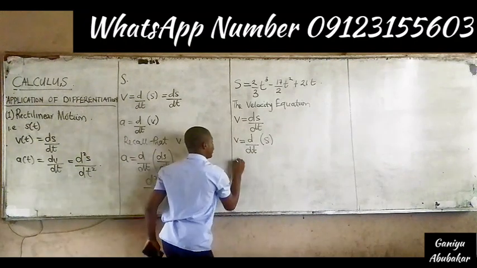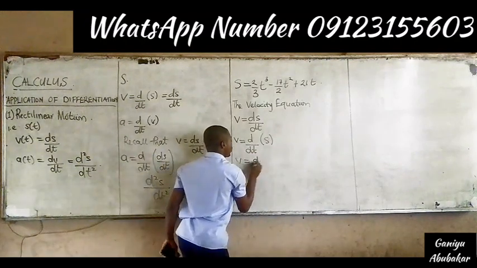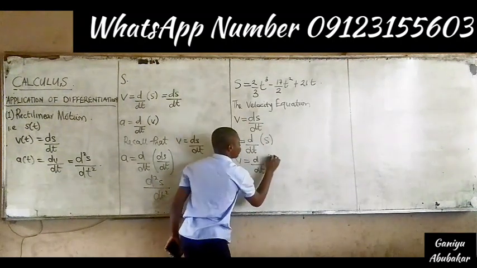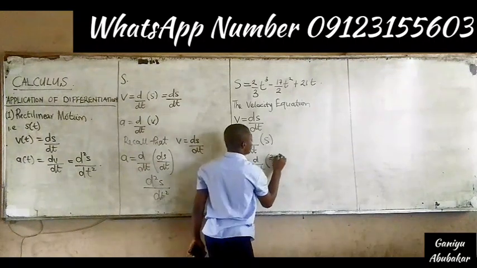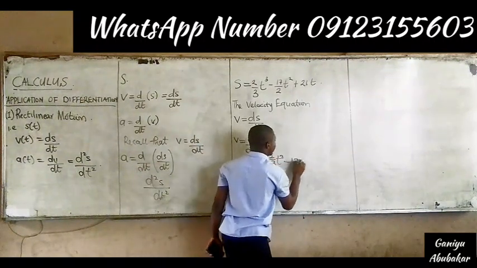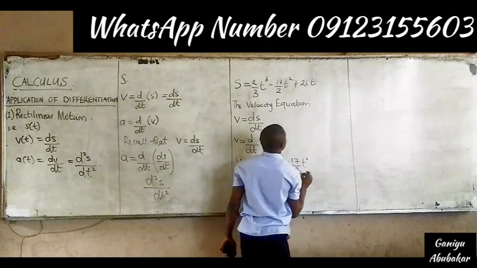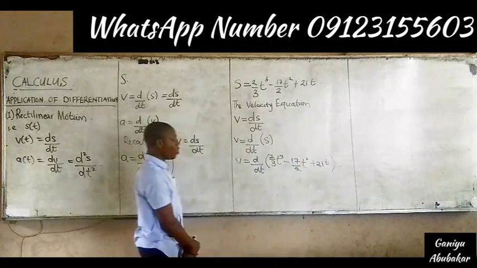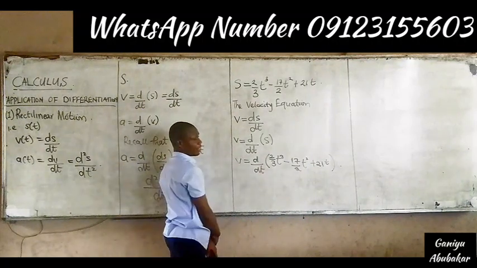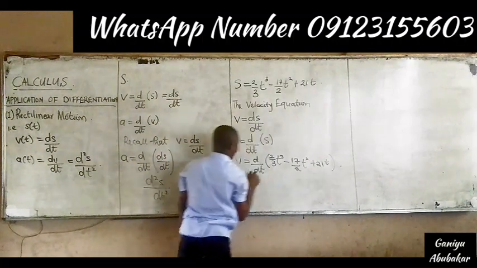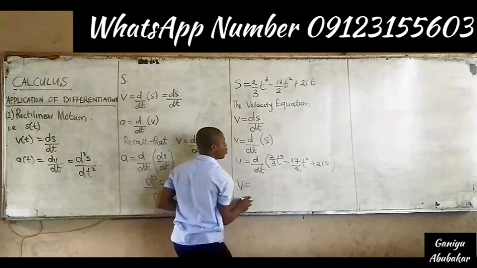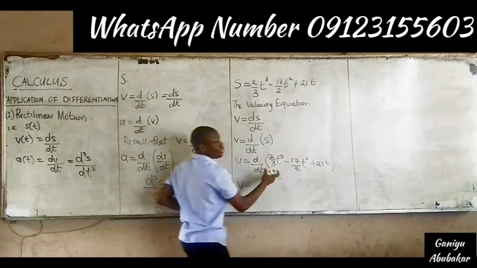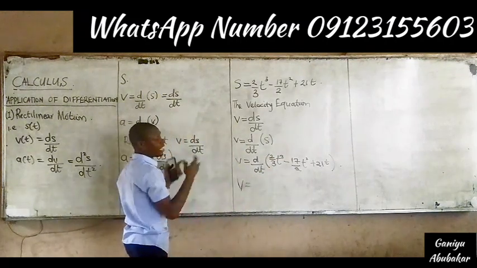In other words, v is now equal to d over dt of x. What's x? That becomes 2 over 3 t cubed minus 17 over 2 t squared, plus 21t. Alright, let's differentiate this one here. We said the idea was to multiply by the power and subtract one from the power. We discussed that in our initial class.